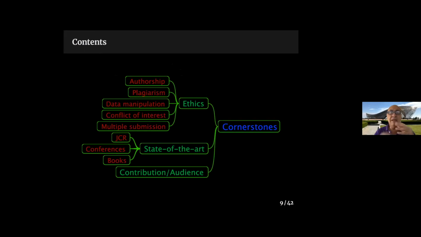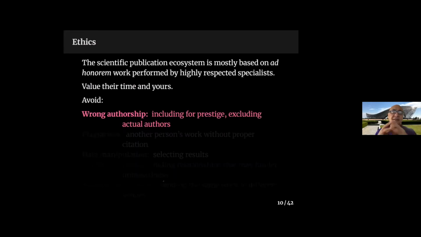Which are the cornerstones of a scientific paper? Remember that a scientific paper is the outcome of a scientific project. The cornerstones are ethics, a good knowledge of the state of the art, and an adequate contribution for the intended audience. Let's look at the ethical part.